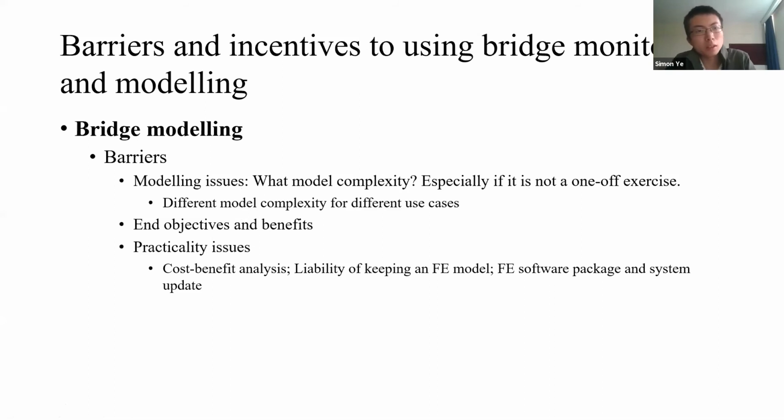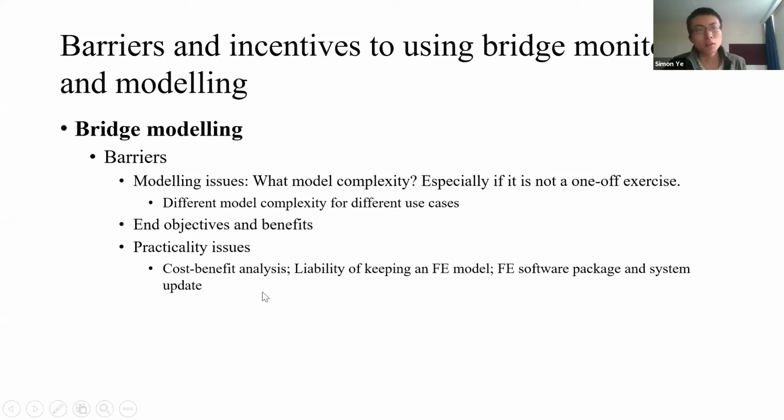Now let's look at bridge modeling. The key barriers: the first one is the modeling issues. What model complexity? Because we know that for different use cases, we need different model complexity. If it is not a one-off exercise, and we are going to keep that model on a permanent basis, potentially to cover a large range of different use cases, then what model complexity should we choose? That's a problem that needs to be addressed. The second one is end objectives and benefits. In current practice, the objective of modeling is driven by capacity assessment, and bridge owners prefer using less and less modeling because they think it involves too much cost. So we need to have more benefits coming out of bridge modeling in order to justify the cost involved. And there are also practicality issues.